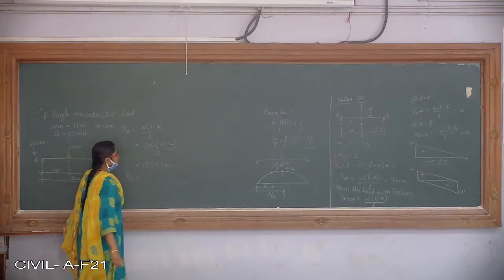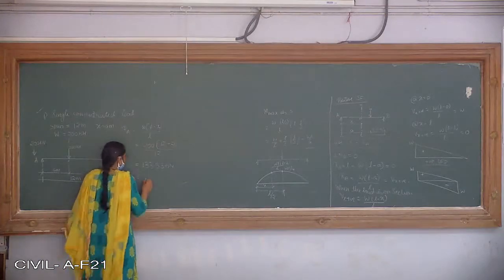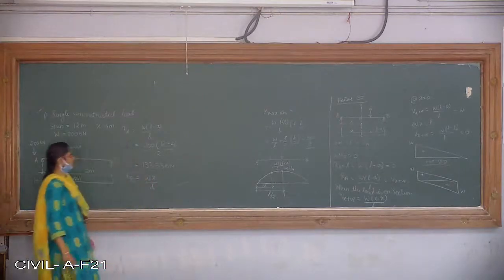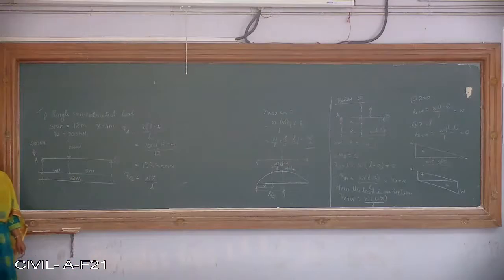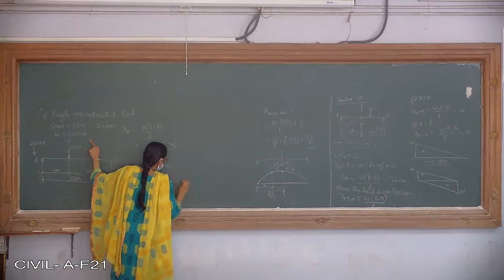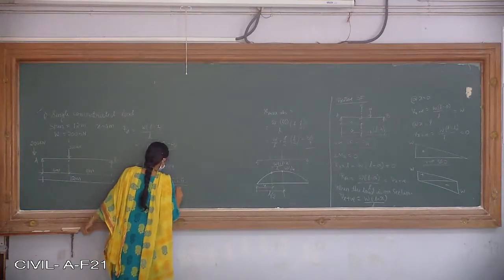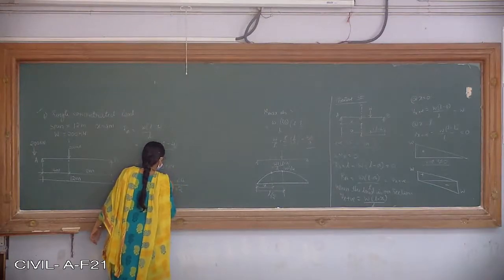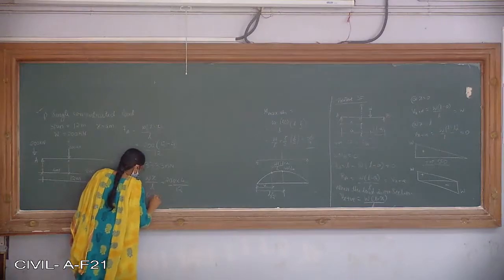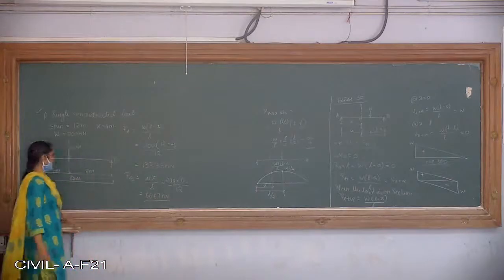Similarly, what is RB? What is the value of RB we got? W into x by L, that was the value of RB. So substitute the values of the given quantities. W is 200, x is 4 divided by L, 12. Substituting, you get 66.67 kilonewtons. So these are the reactions at A and B.